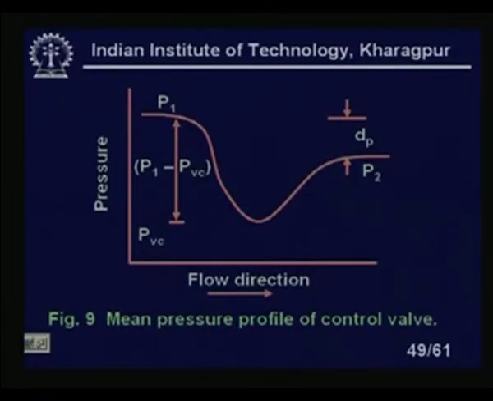Here you can see the mean pressure profile of a control valve. Okay, you see here the pressure is here, then there is a large pressure drop and it will increase a little bit. At the outlet it will come to P2, but inside there is a large pressure drop. So the cavitation will start here when the pressure difference is high. This is P1 minus Pc, the minimum pressure here. So this is the flow direction, that means I am proceeding from the inlet to the outlet of the valve. Clear?